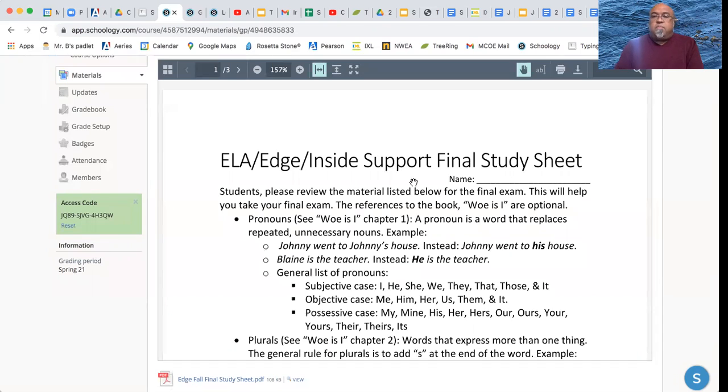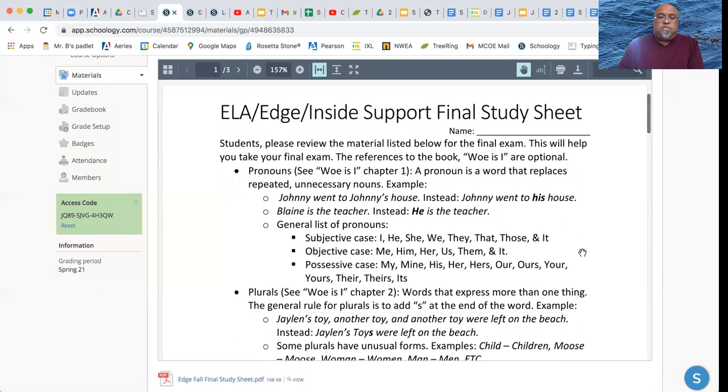So let me open that up for you. Okay, I'm going to go fairly quickly here since this is review. The first section was on pronouns. You can also review what was in chapter 1. A pronoun is a word that replaces repeated and unnecessary nouns. For example, in the sentence, Johnny went to Johnny's house, you can change that to Johnny went to his house. Instead of saying Blaine is the teacher, you could say he is the teacher.